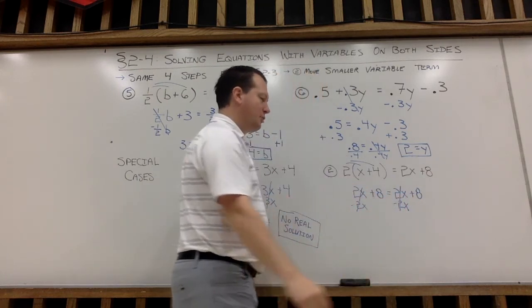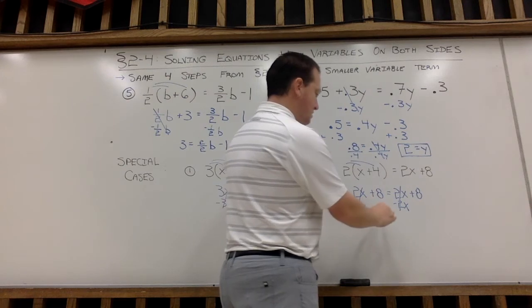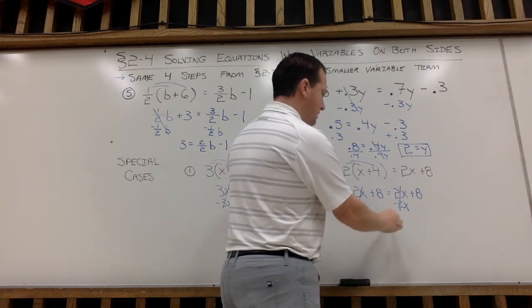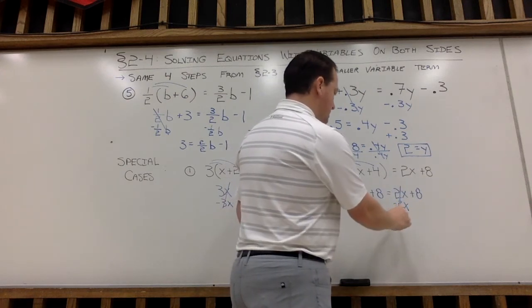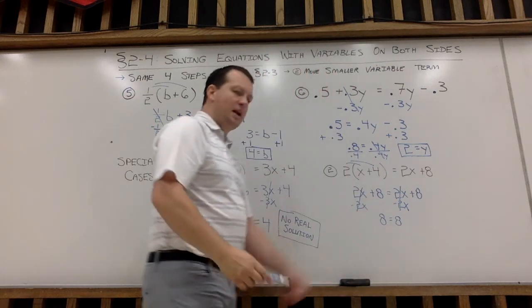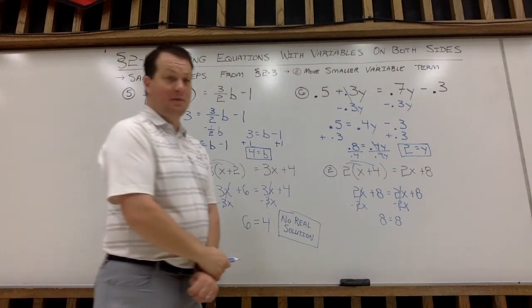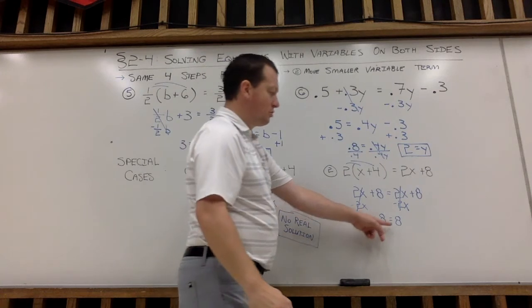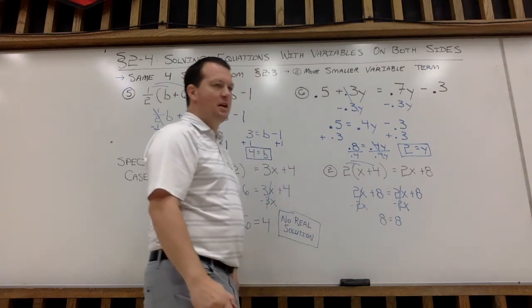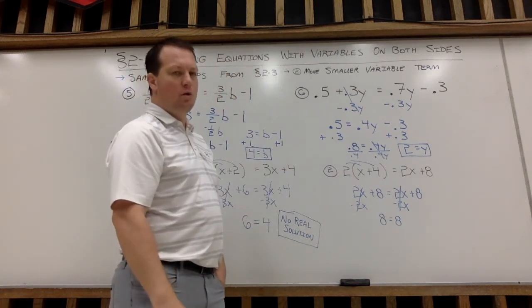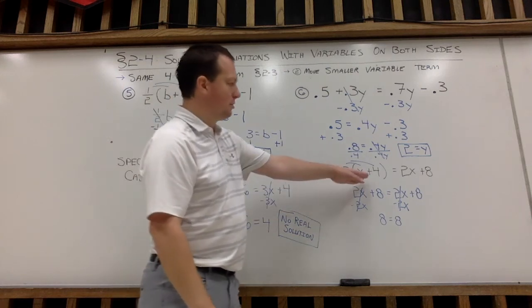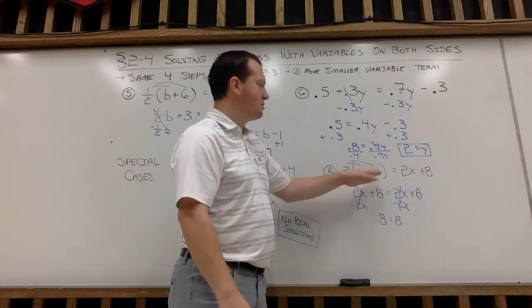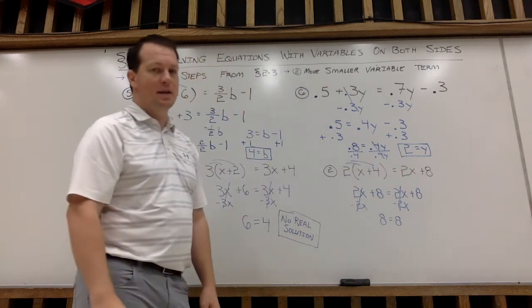They will cancel out. 2x minus 2x is 0. 0 plus 8 is 8. So in this case, we have a statement, 8 equals 8, that is true. Since we have a true statement, this tells us that all real numbers are solutions. You can plug in any number you want for x, and the left side and right side will be equal.